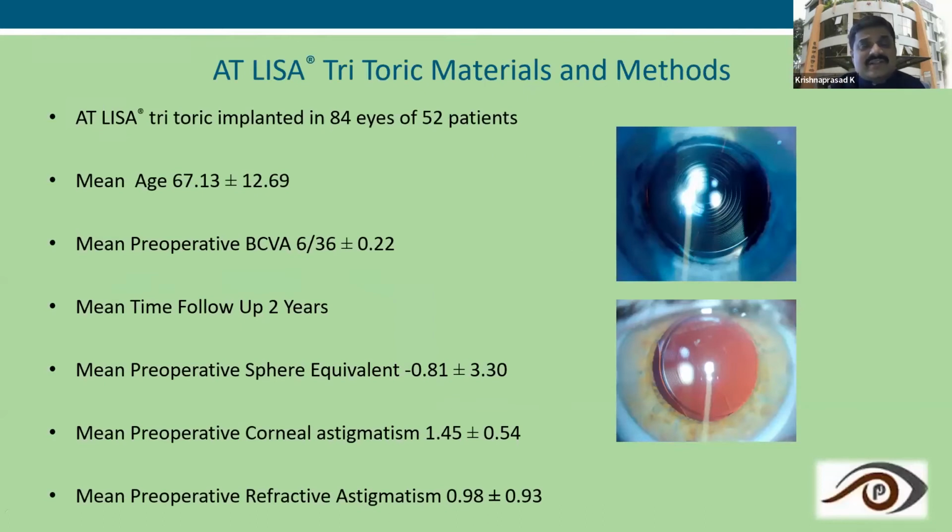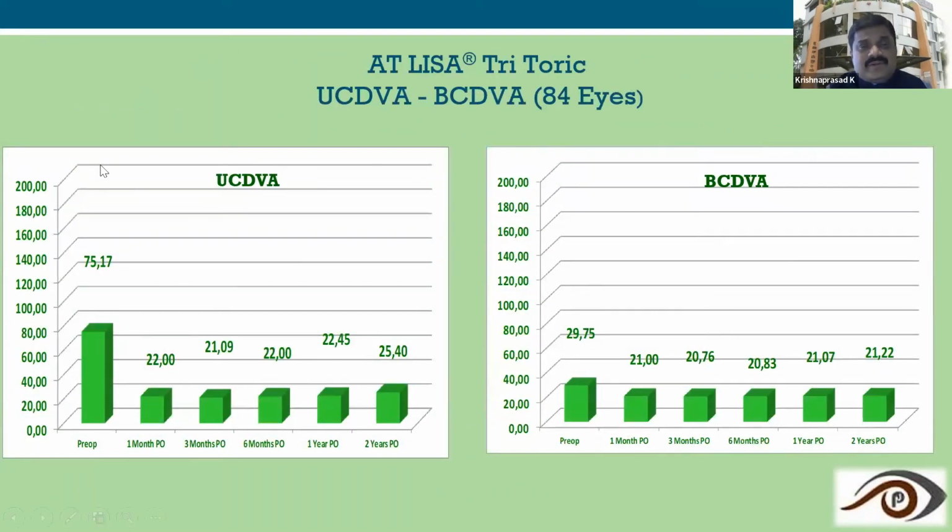These are our results with the trifocal toric lenses, in 52 patients, 84 eyes, mean age of 67.13, plus or minus 12.69. You can see here how, compared to the same trifocal lenses, the lens behaves pretty well.